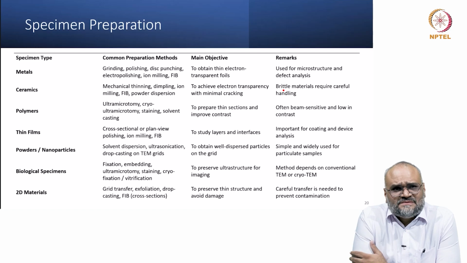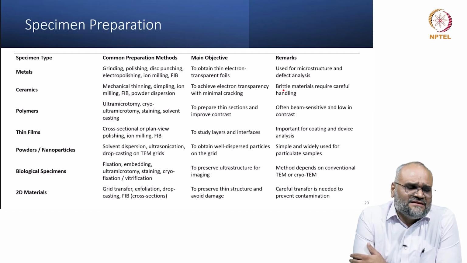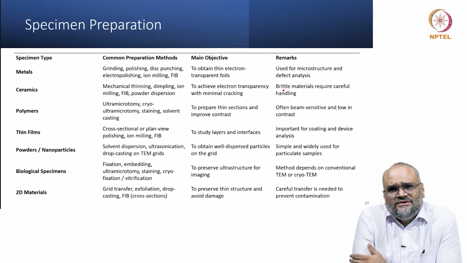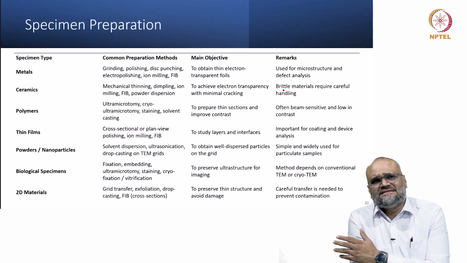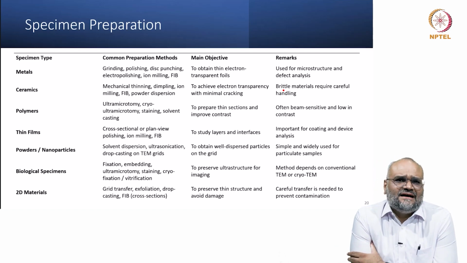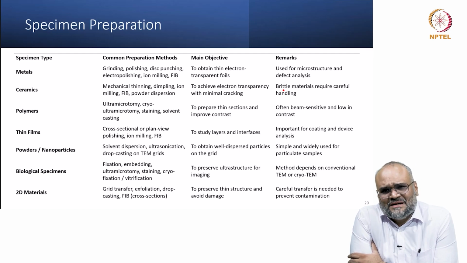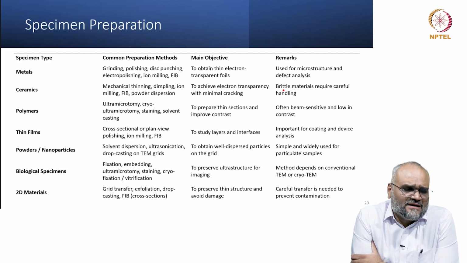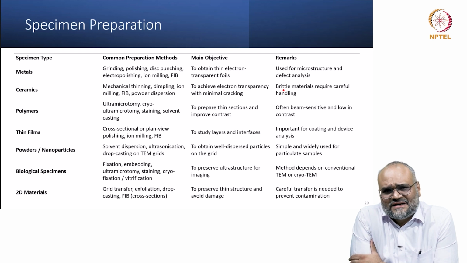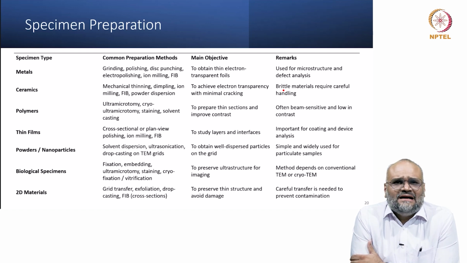In biological specimens, you typically use fixation, embedding, ultramicrotomy. You use some kind of polymer resins, or in some cases aldehydes or formaldehyde kind of fixation, and then you can section these biological samples, and depending on which kind of material you're studying, you can also use cryo ultramicrotome, or there is a methodology called vitrification, which we briefly touched upon, and these are primarily used for conventional imaging or also cryo TEM methods.